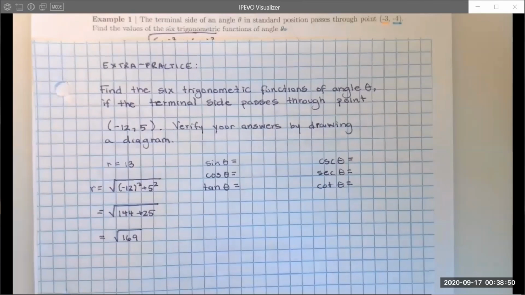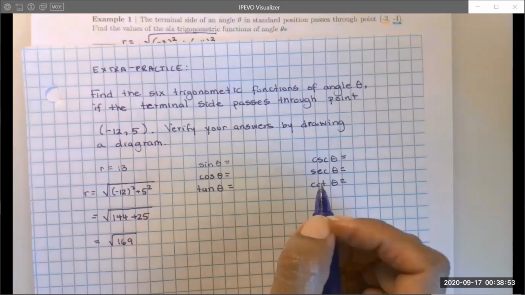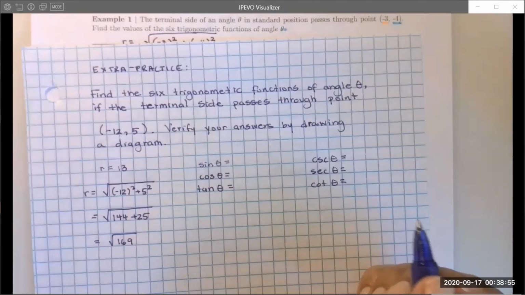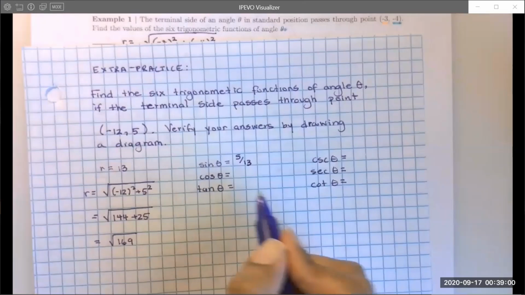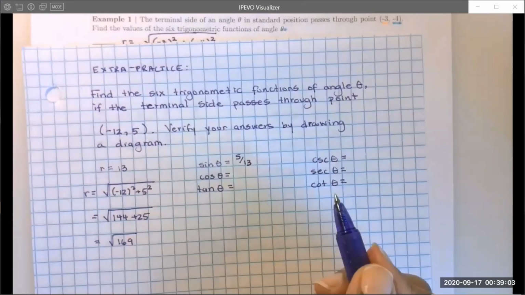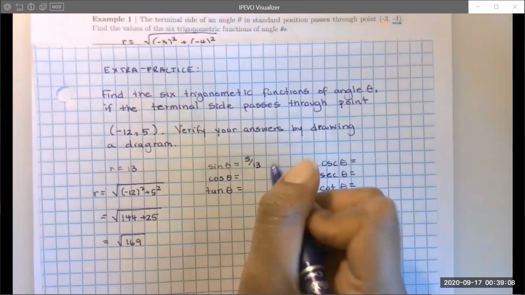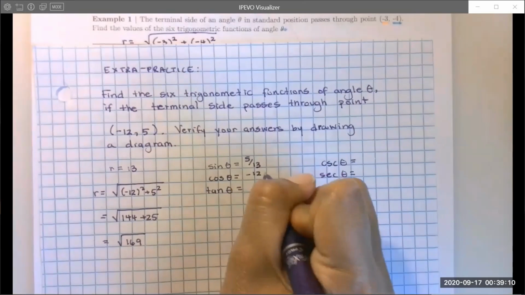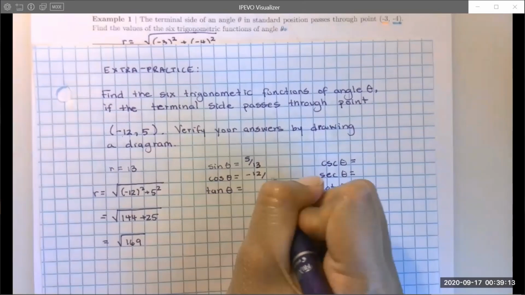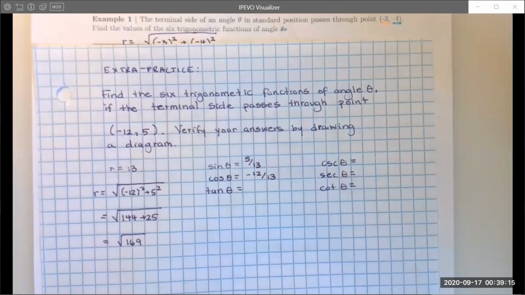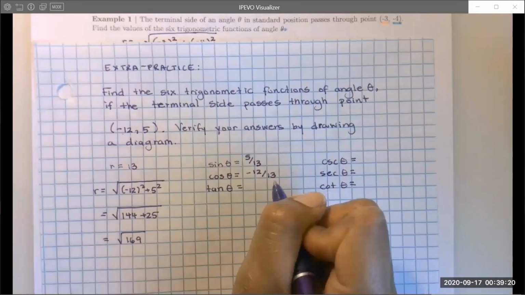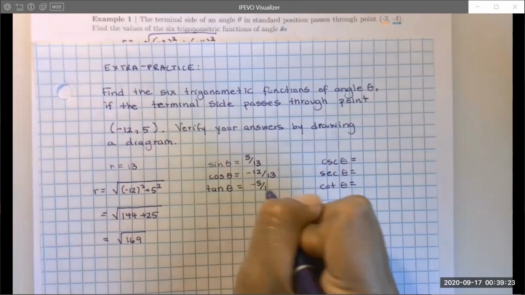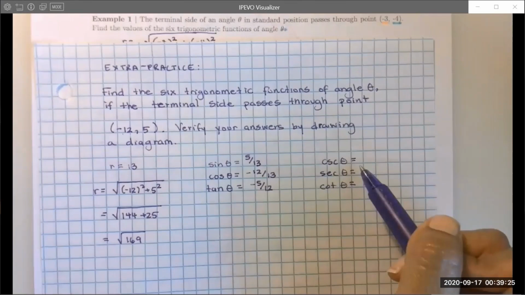Okay, what about for sine of theta? What do you guys get for sine theta? 5/13. Good. How about cosine? 12/13. Good, well, very close. So we want to make sure that we include that negative. So yep, negative 12/13. How about tangent? Negative 5/12. Good, negative 5/12, awesome. And cosecant becomes what?